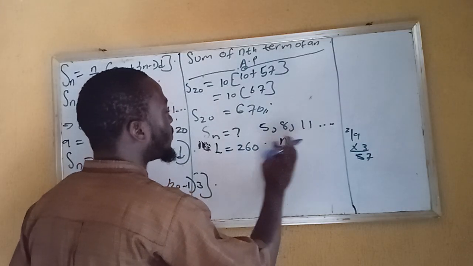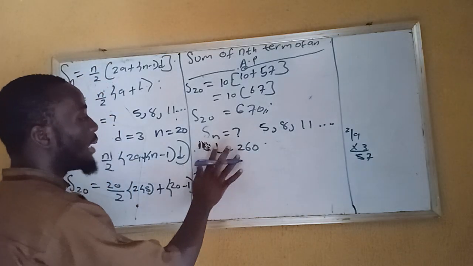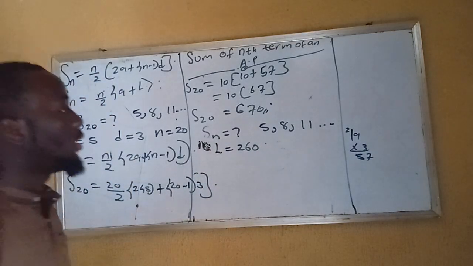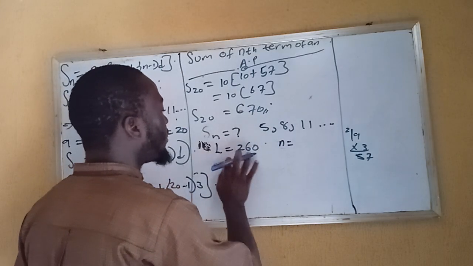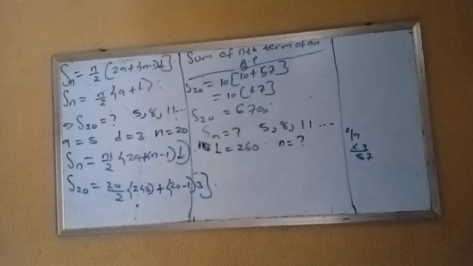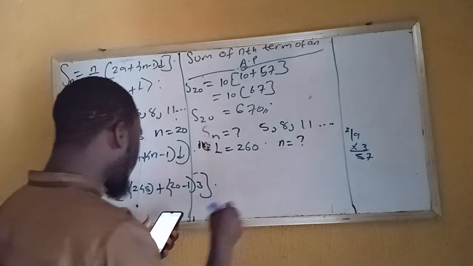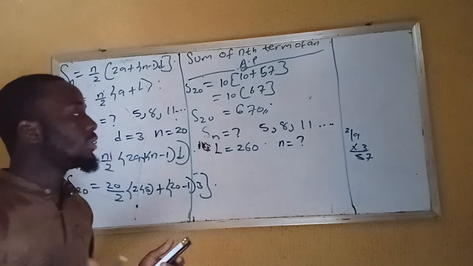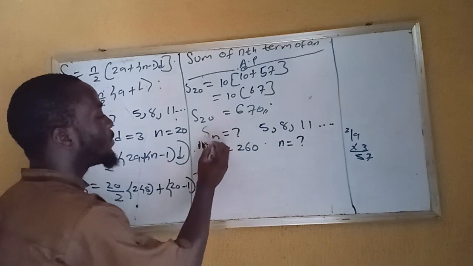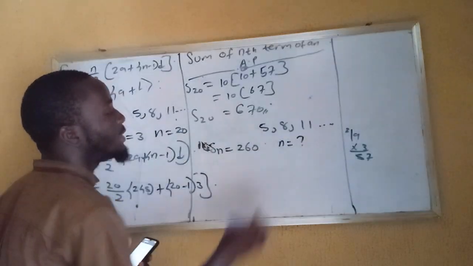Are you getting me? You have to find the number of terms to be added up to get the sum of 260. So we are given our Sn to be 260, but we don't know the n itself. N is the question.